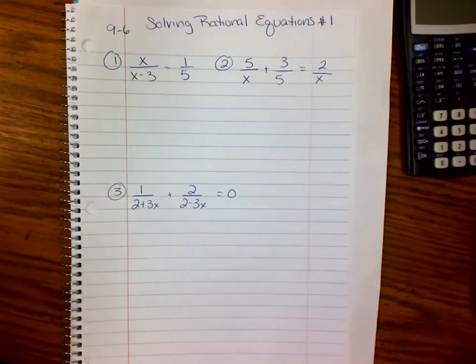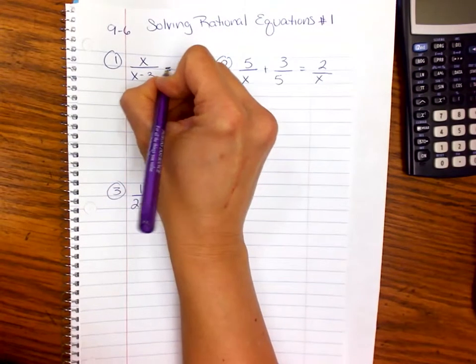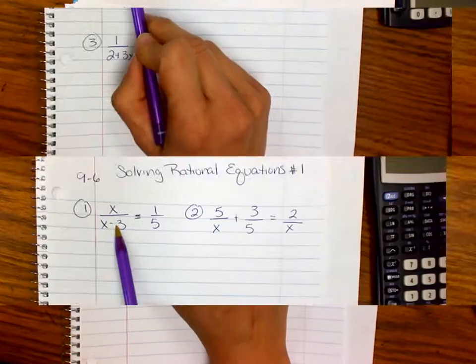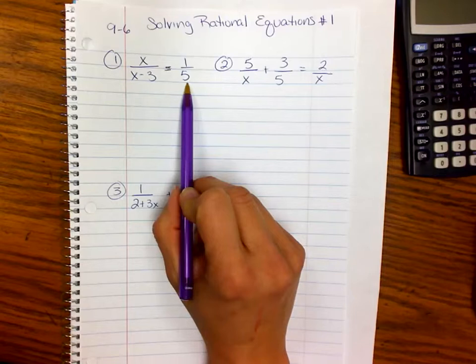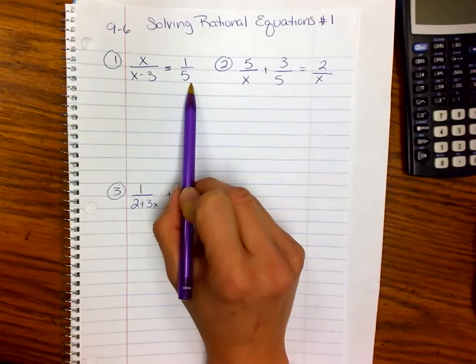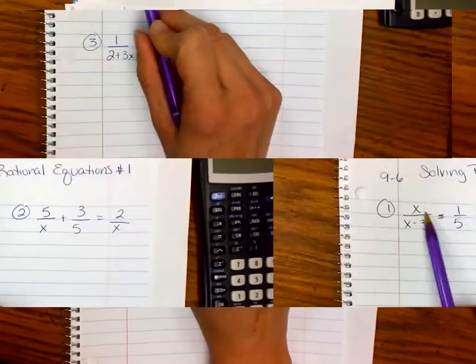Rational equations are, again, equations that have fractions in them. That's what the word rational is talking about, fractions. You notice in our first equation, we have one fraction on one side and one fraction on the other side. Although the rule is to find the common denominator and multiply every term by it, if you have a proportion, which means one fraction equals another fraction, it's probably easiest to cross multiply. So we're going to cross multiply on this one.